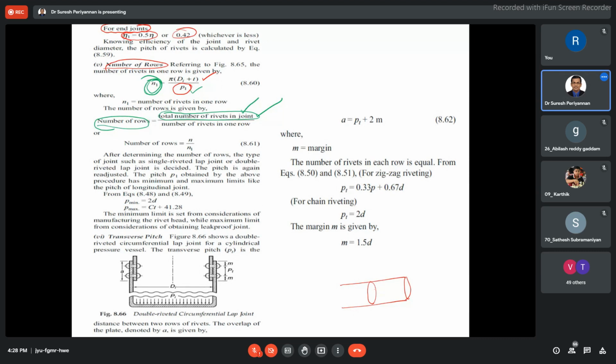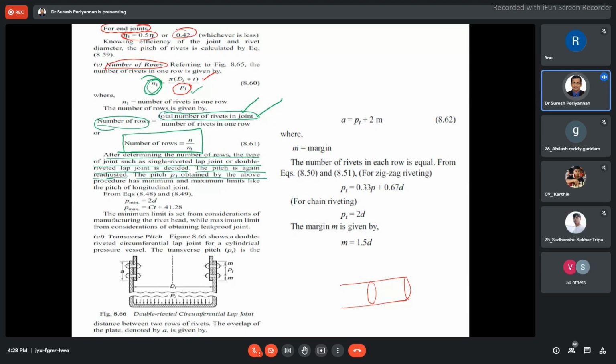Okay, now this is the number of rows. Very simple, it's not a difficult one. After determining the number of rows, we have to decide whether the type of joint is a single riveted lap joint or a double riveted lap joint. The pitch can be readjusted based on our design. The pitch P1 is obtained by the above procedure.